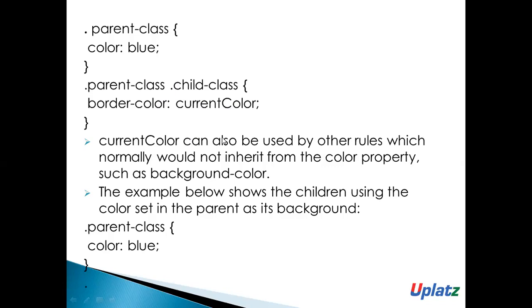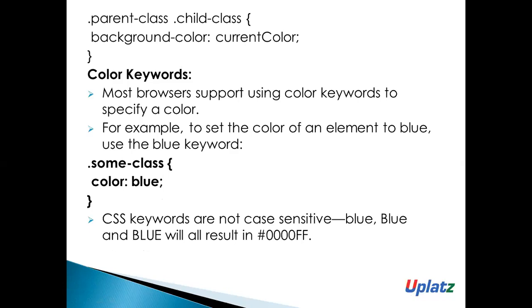Normally you can also use it in other rules which would not inherit from the color property, such as background color. The example will show the children using the color set in the parent as their background. The parent class color would be blue, and here you can see the background color for the parent and child class would be the currentColor. Next is color keywords.